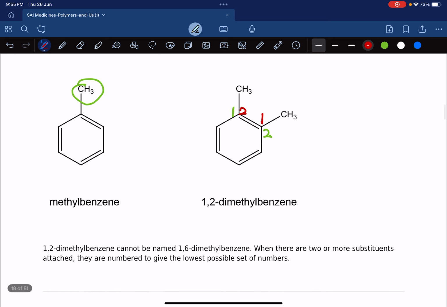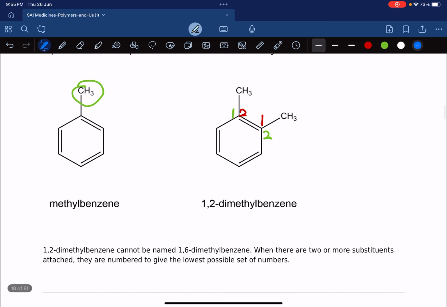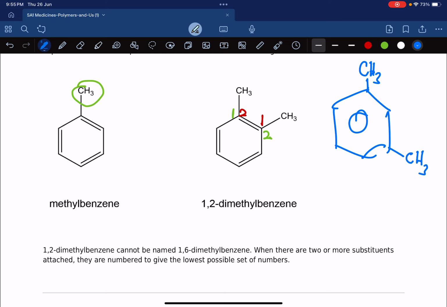So if you have a benzene, let's say this is a benzene ring structure. Let's say there's a CH3 here, a CH3 over here, and a CH3 over here. So we start numbering from 1, 2, 3, 4, 5, 6. So this is called 1,3,5 trimethyl benzene.